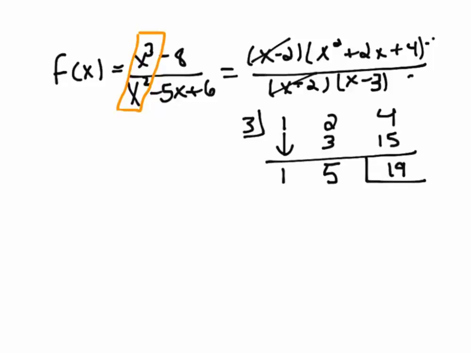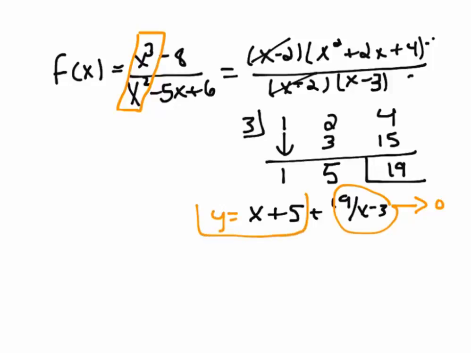What that means is that when I divide the numerator by the denominator, I am left with 1x plus 5 plus the remainder of 19 over x minus 3. Now, this remainder term is going to tend toward 0. So this is my oblique or slant asymptote, y equals x plus 5.